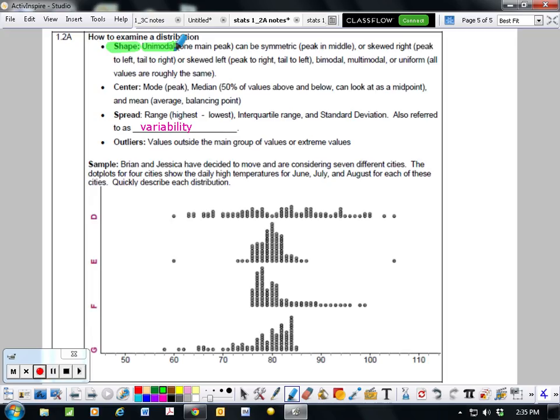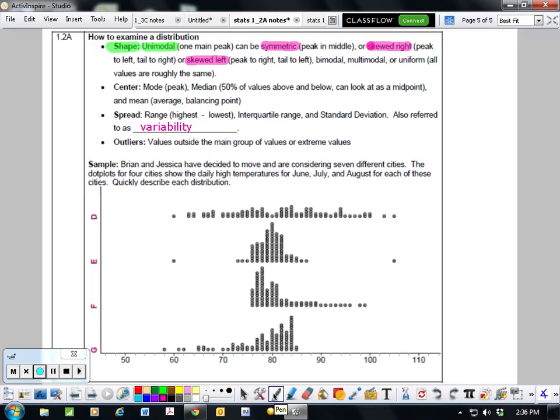Now when we break it up on unimodal, we've got several different things that we're going to be looking at. Our first thing is symmetrical. So our peak is in the middle, it might be kind of mound shaped, it's even on both sides. We also have a skewed right, which means your peak is to the left, but you have a tail to the right, and then you have a skewed left, which is the opposite way. So let me show you what that's going to look like.